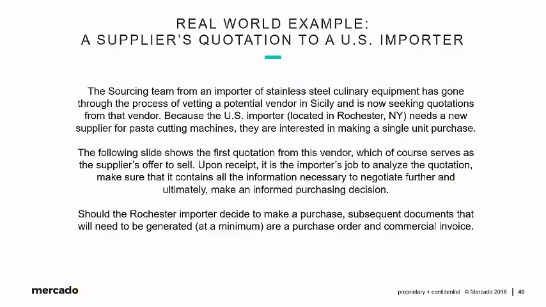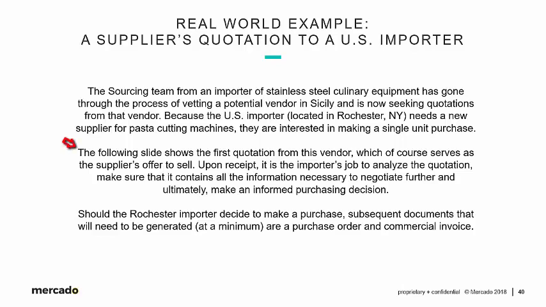As is the case with many of our studies, oftentimes it's just better to put forward a real-world example to illustrate the points that we're talking about. So here, we're going to study a supplier's quotation to a U.S. importer. The sourcing team from an importer of stainless steel culinary equipment has gone through the process of vetting a potential vendor in Sicily and is now seeking quotations from that vendor. That sourcing team went through all of the things we talked about in our sourcing module. Because the U.S. importer, which is located in Rochester, New York, needs a new supplier for pasta cutting machines, they are interested in making a single unit purchase. They're going to test them out, essentially.